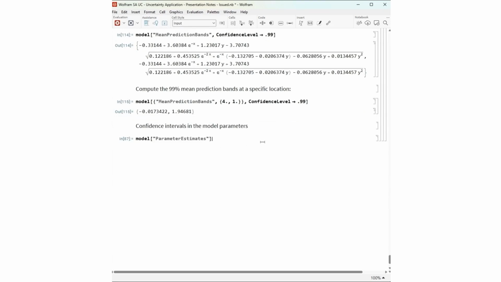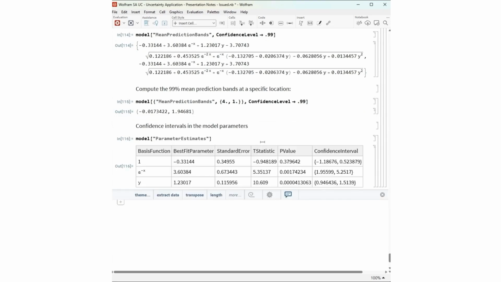Also, you can get the uncertainties in the parameter estimates. So you have your best fit parameters, your standard errors on that, your t-statistics, your p-value, and your confidence interval of those.